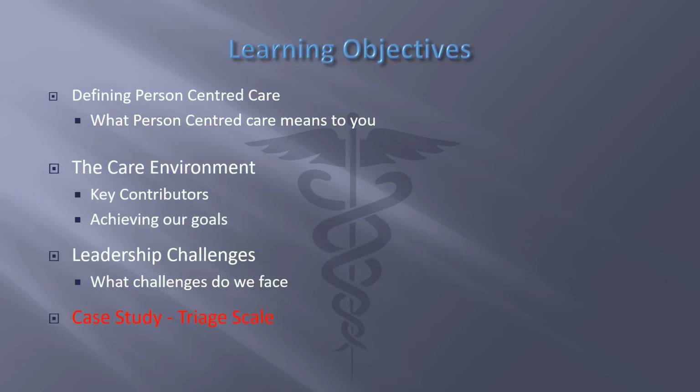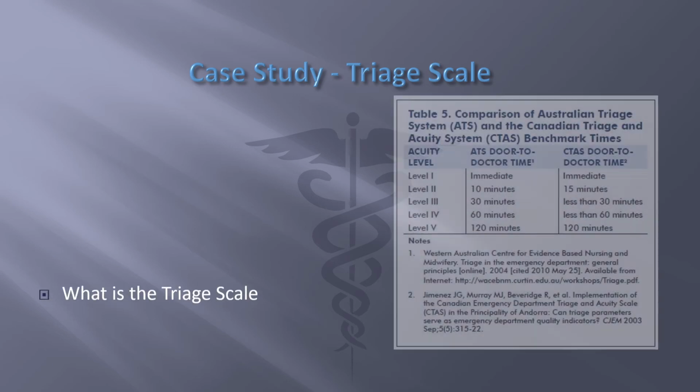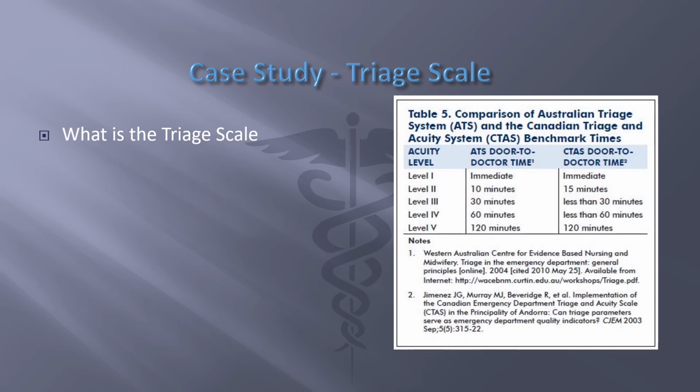The care environment, focusing on the context in which care is delivered, is an important part of person-centered care. In the emergency department, patients present with various concerns and are treated according to urgency. This is called triage. The Australian Triage Scale states the following: a scale of 1 must be treated immediately.